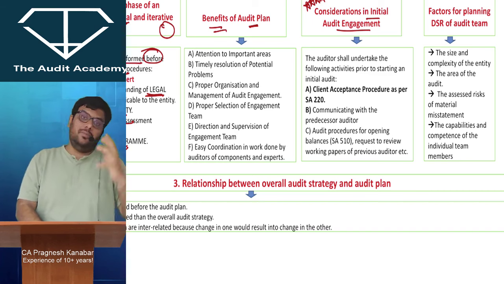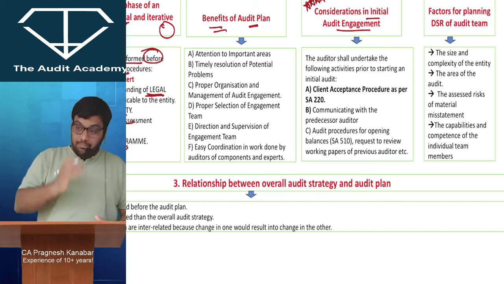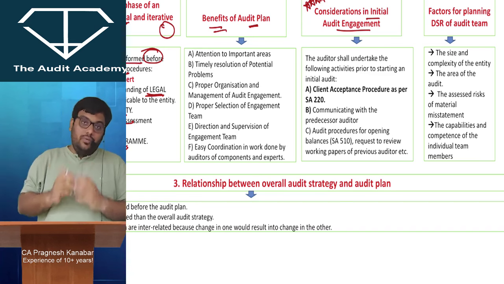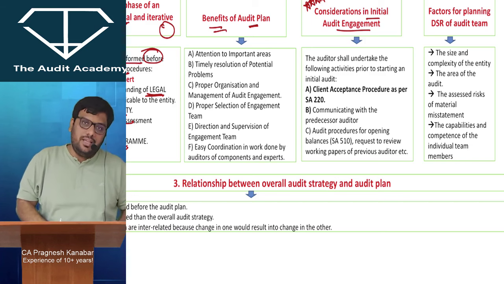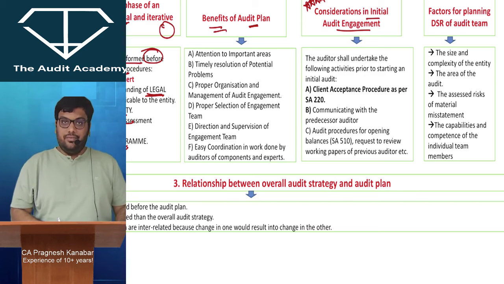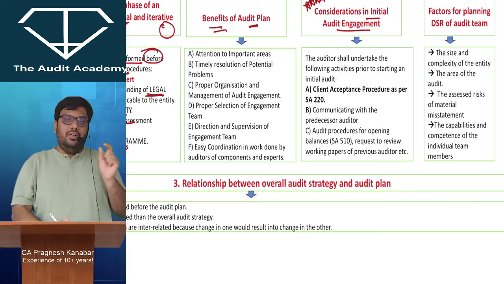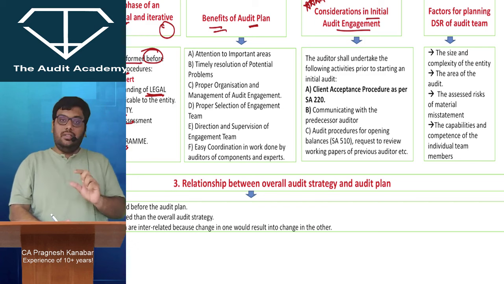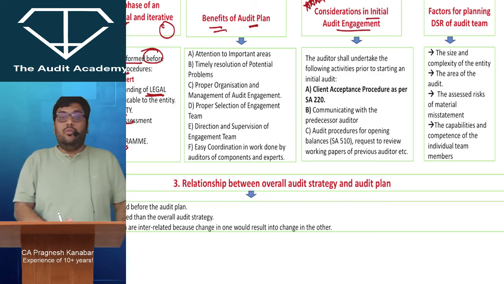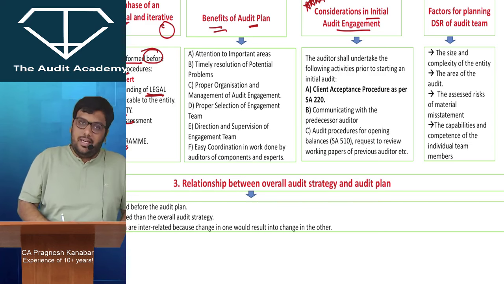Proper client acceptance procedures you would have performed. Because it is your first year, and if the previous year was audited by someone else, then obviously you would have had a communication with that previous auditor, which is one of the mandatory requirements in the professional ethics chapter. Because it is your first year, there is a separate SA 510, which talks about opening balances. So obviously in the very first year, you are expected to verify properly the opening balances, even though you may not have audited the previous year, correct?